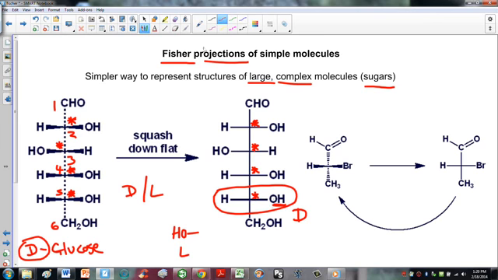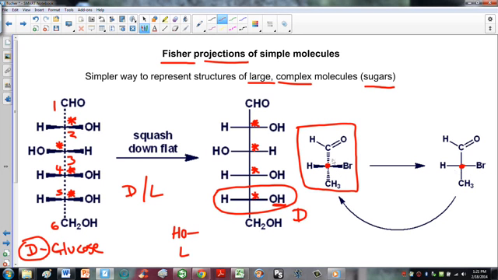So let's talk about how we can use Fischer projections in small molecules. Well, we just do exactly the same thing. Imagine that we have a molecule here that's shown as its tetrahedral representation with 2 bonds down, 2 bonds up. All we're going to do is, again, squash it down flat and we get this. The groups are all in the same place. It's still a chiral molecule because the aldehyde, the bromine, the methyl, and the hydrogen are all different, I'm sorry. So that's a chiral carbon.